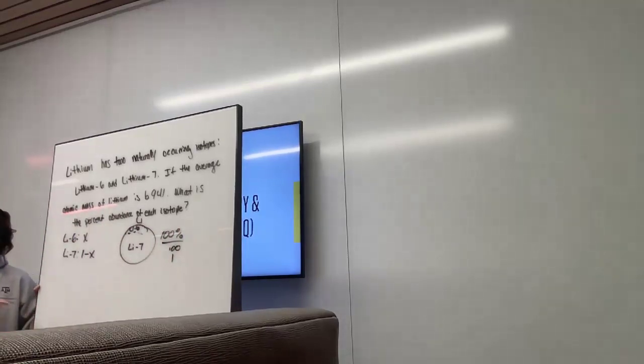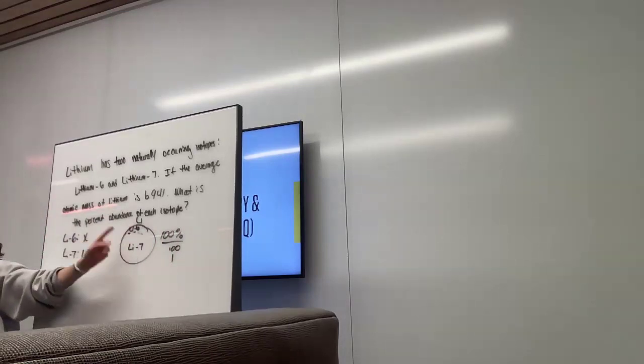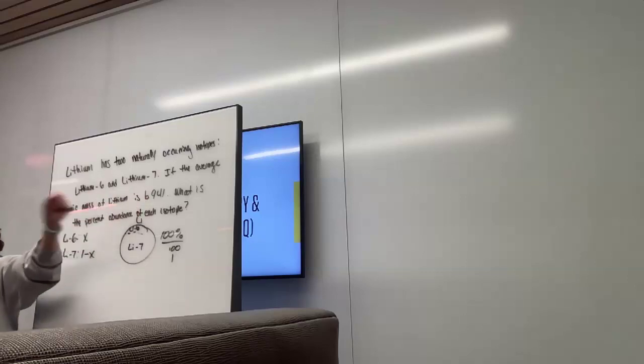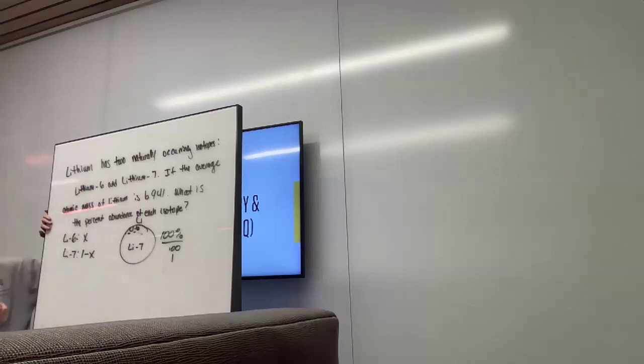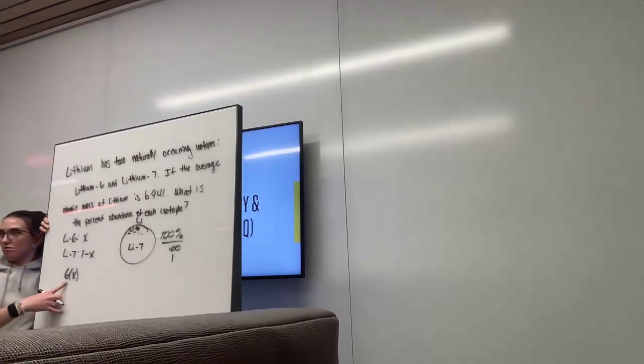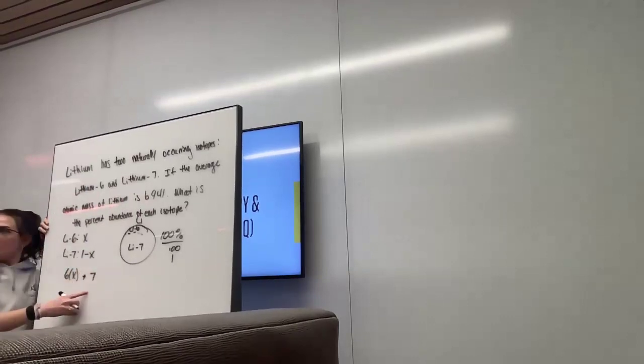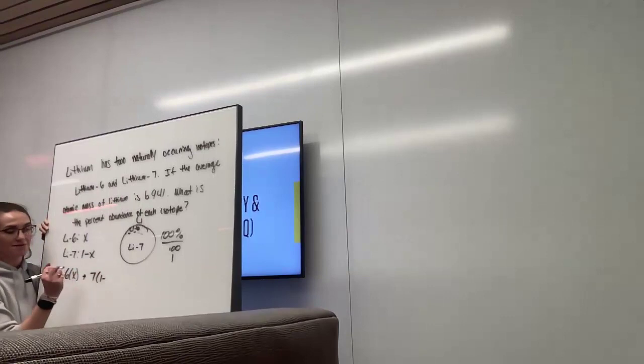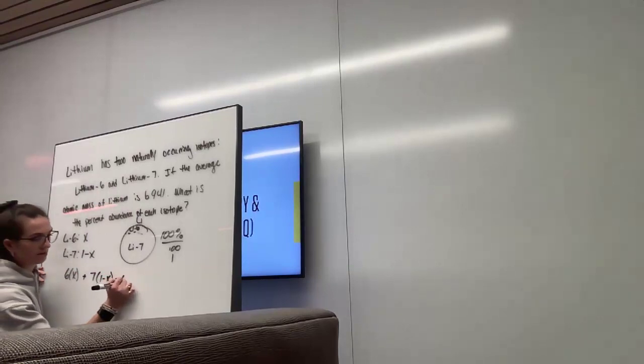And you can just be like, oh, 6.94 is supposed to be 7? No, because we're looking for the actual percent abundance of both. But we know, we drew our figure where 7 is more abundant than 6, because 6.941 is closer to 7. So we can say that we have 6 times X, the mass of that isotope times its percent abundance, plus the mass of your other isotope times its percent abundance, will be equal to your average atomic mass, or that 6.941.